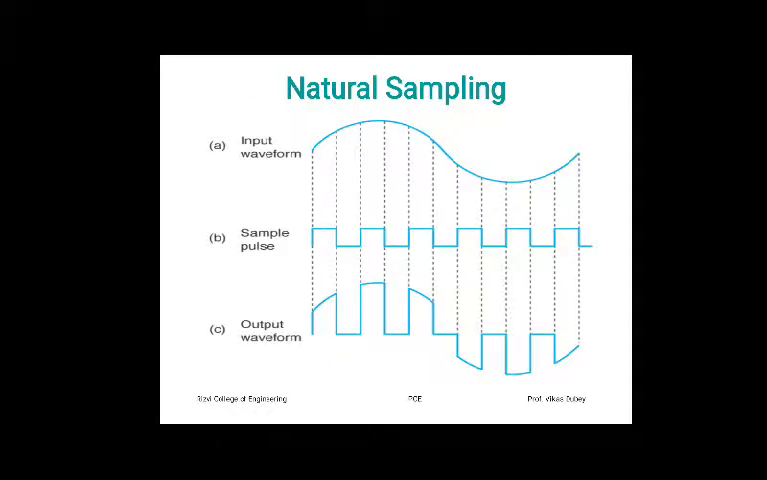In natural sampling, your input waveform is the sinusoidal wave, and the sample pulses are a square pulse wave. Now the output waveform will consist of sample pulses only, but the amplitude will be the same as the input waveform. So we can say this is natural sampling, in which the output waveform has the same amplitude as the input waveform, or your modulating signal or information signal in the analog domain.